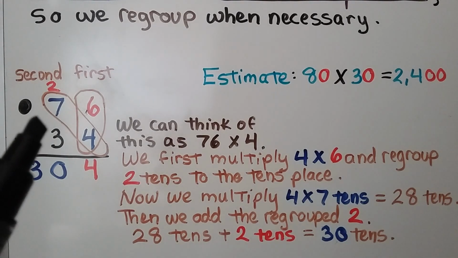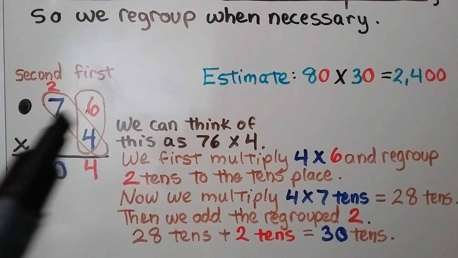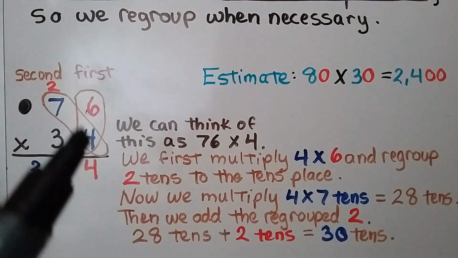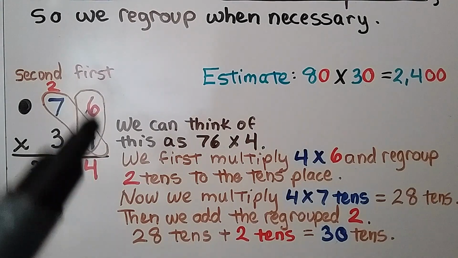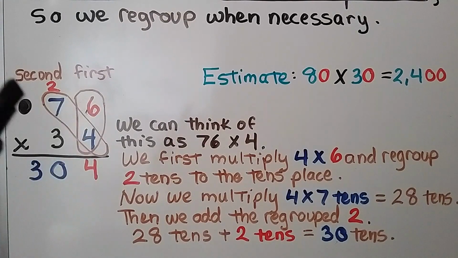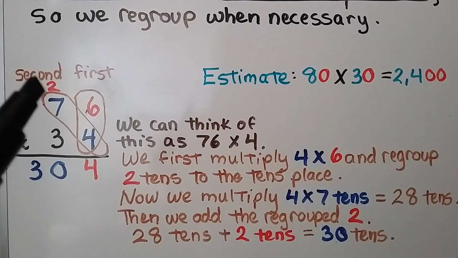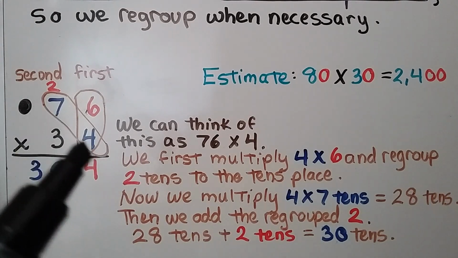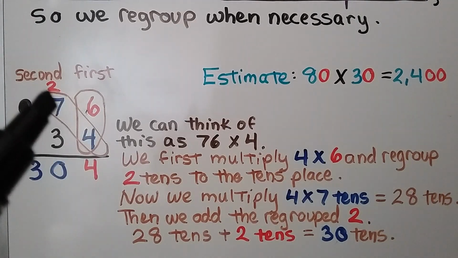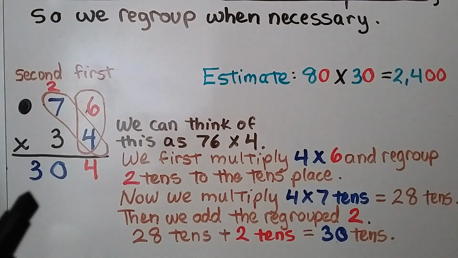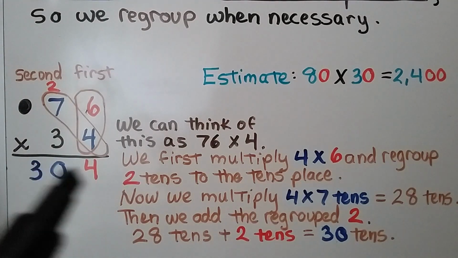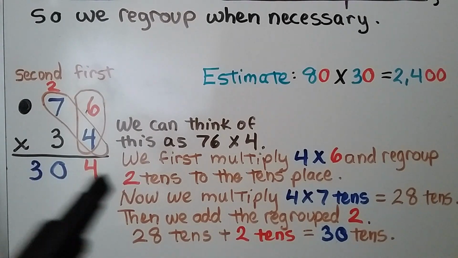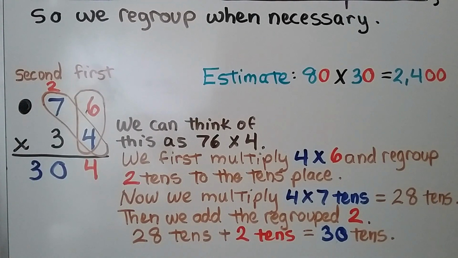So we can think of this as 4 times 76. Our first step is we multiply the 4 times the 6, which is 24, and we regroup the 2 to the tens place. Now we multiply the 4 to the 7 tens. Well, that's 28 tens, plus 2 more tens is 30 tens, so 30 tens is 300. We write a 30 here. The 4 is already in the ones place. We have 304 so far.